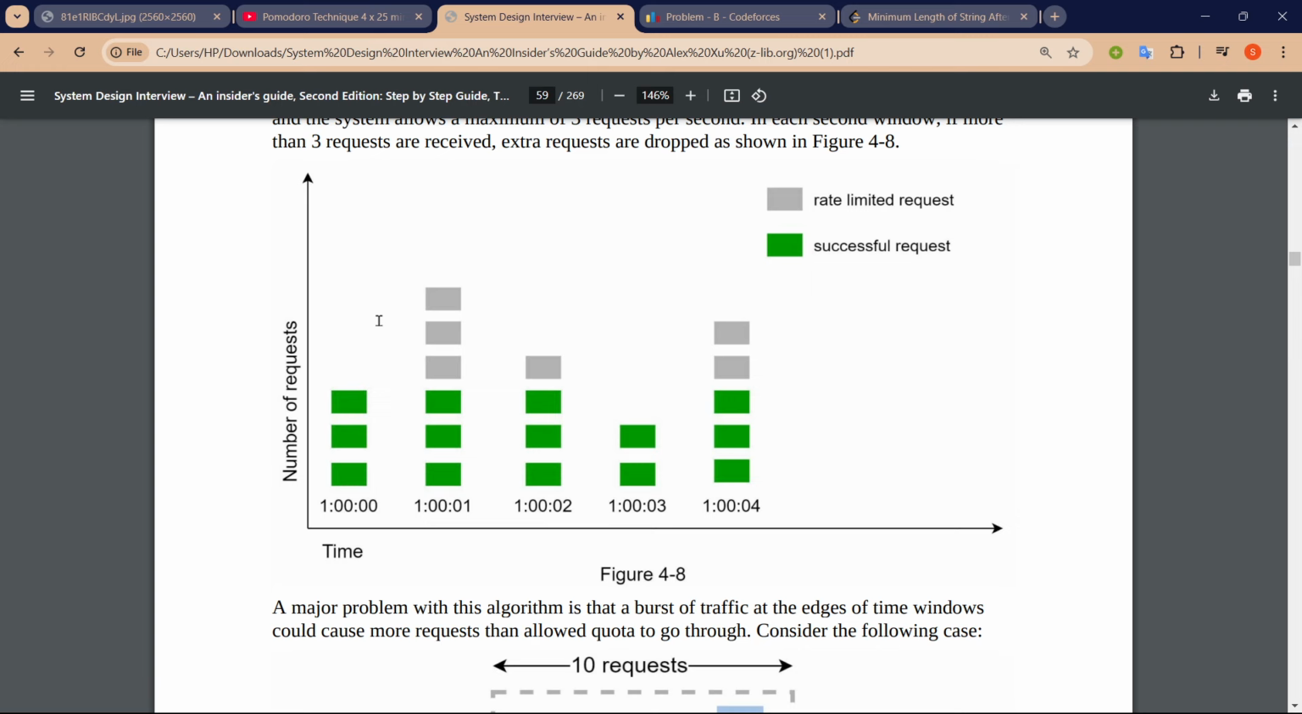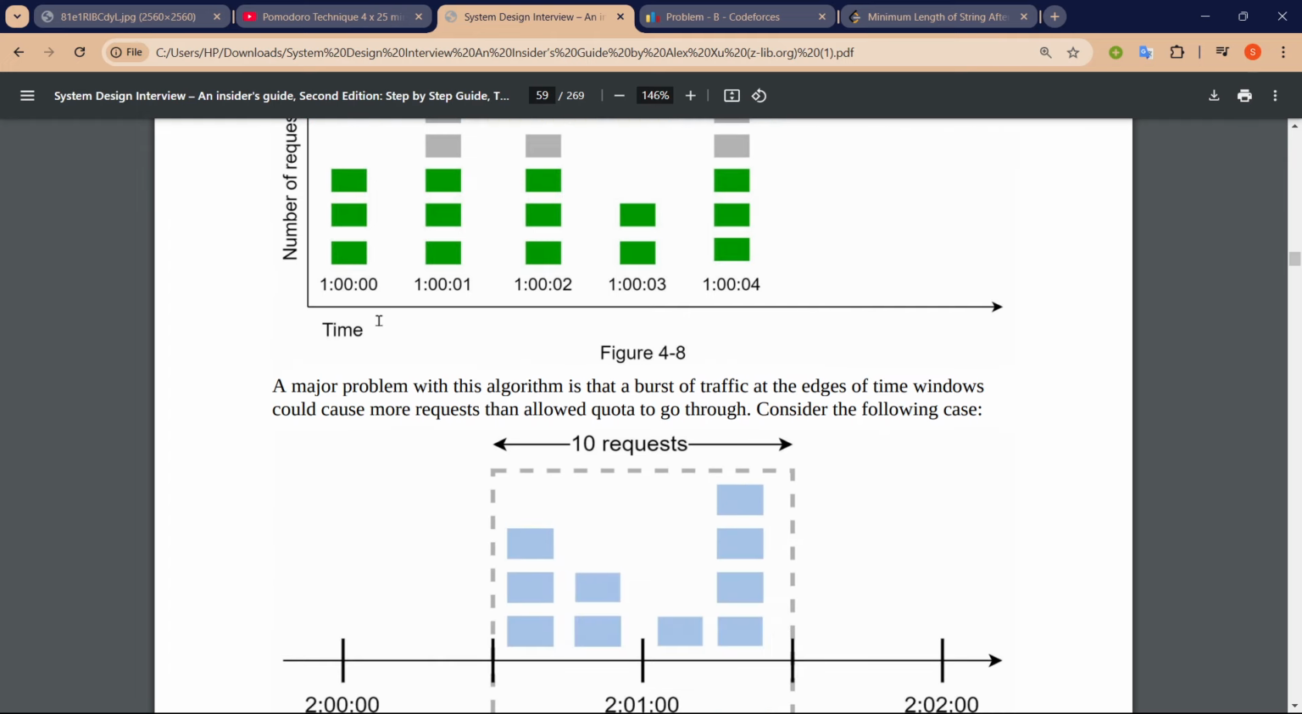So on the second window, we had 6 requests, out of which 3 were processed and 3 are rate limited requests. Similarly, on the third window, the 2 second window, we got 4 requests. One is a rate limited request and 3 are successful requests. And in the fourth, 2 requests came, both are successful requests. And similarly for the fifth window.